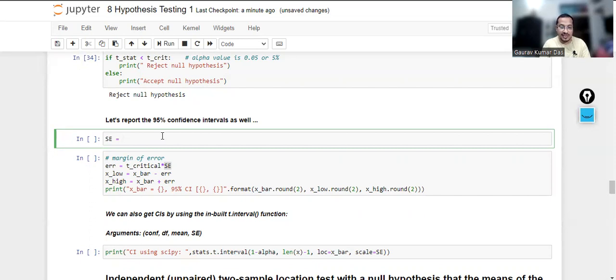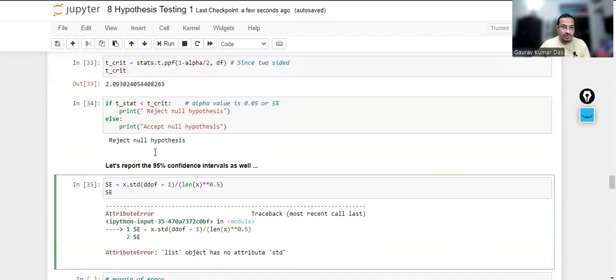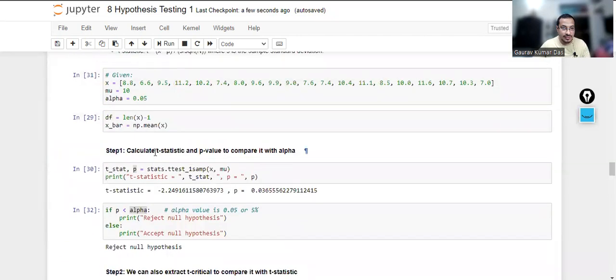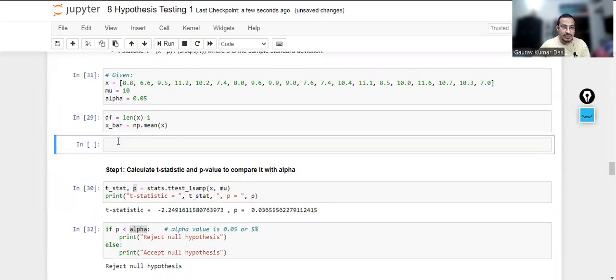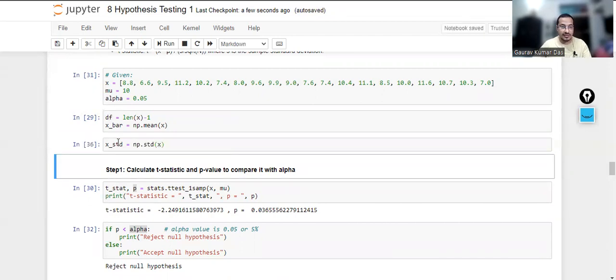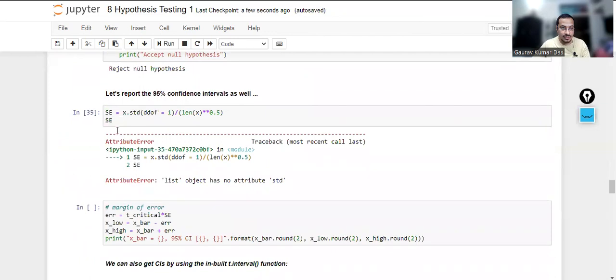Okay, so sample standard deviation will be x.std with ddof equal to 1, because it's sample standard deviation, and by root over n, length of x to the power of 0.5. This is exactly what should be SE. Let's see, list has no attribute. Okay, my x is a list, is it? Okay, so let's make it x underscore standard deviation is equal to np dot standard deviation of x. Let's see if this works.